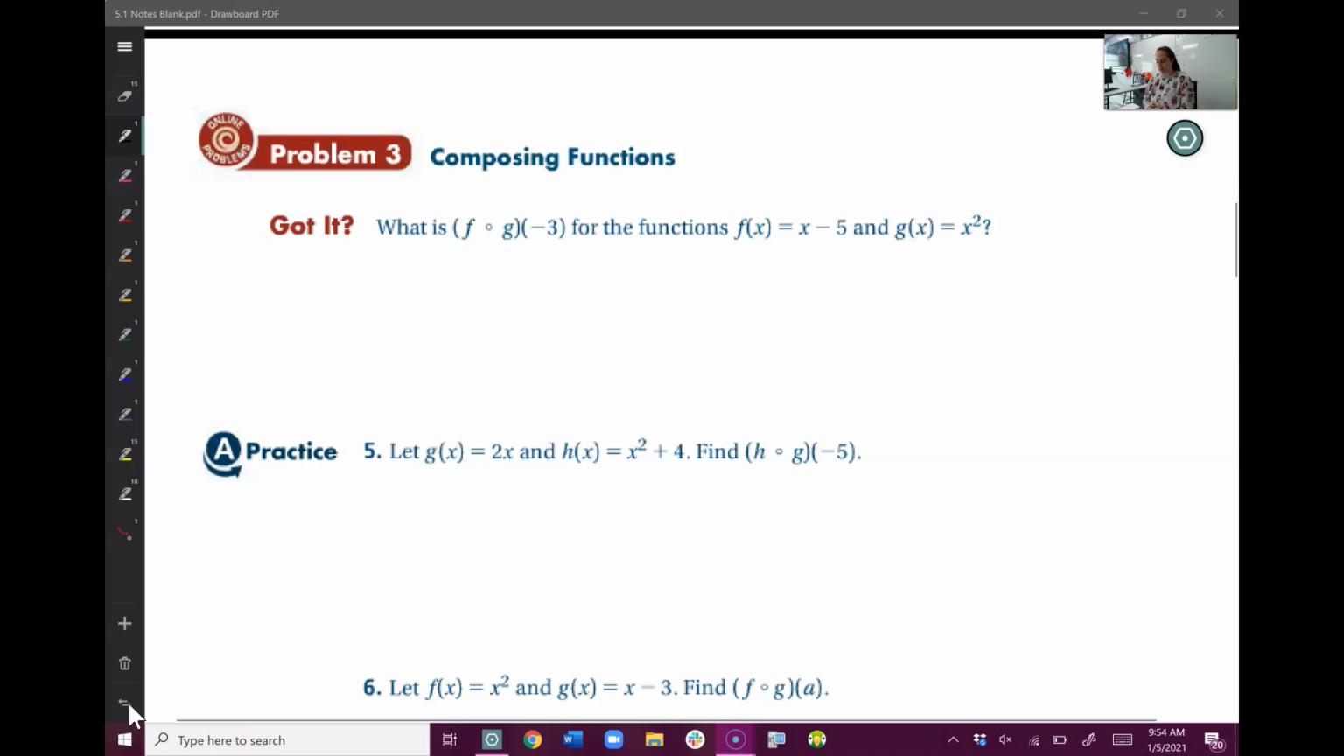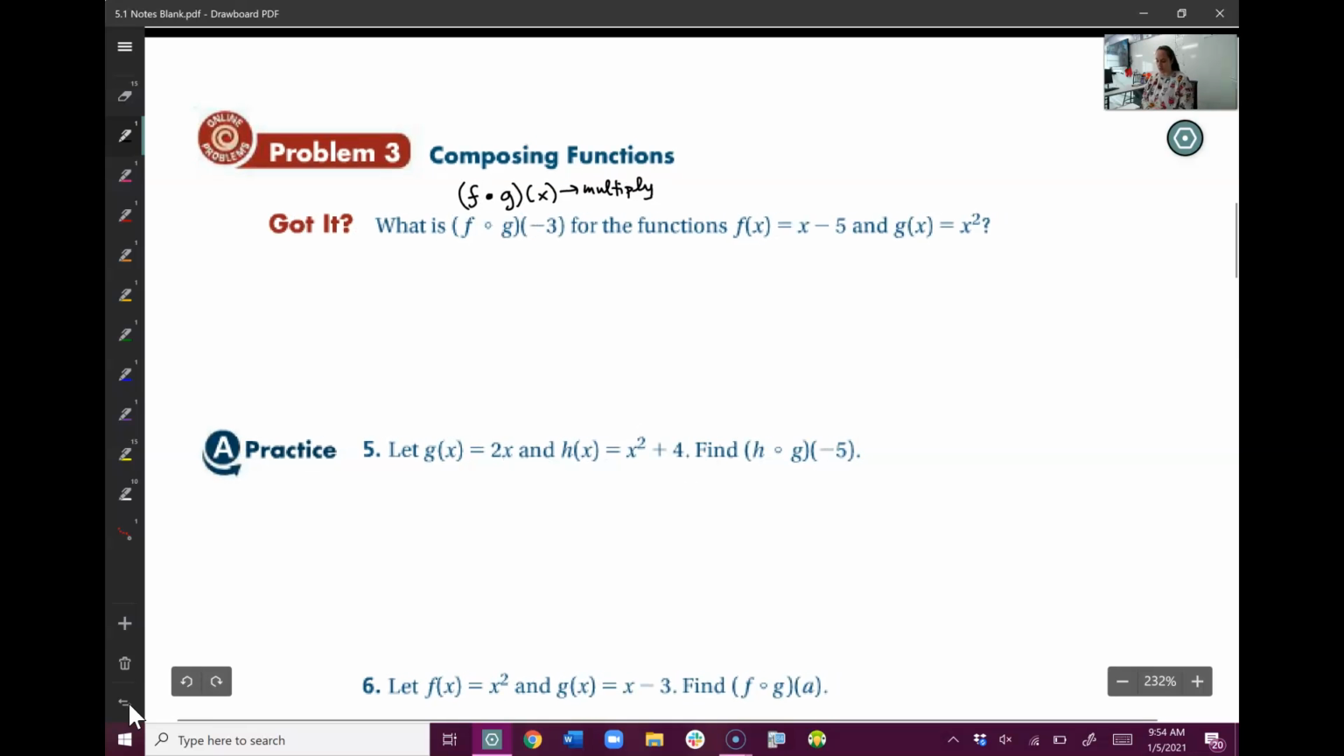Now, function composition is usually written with this open circle. Be careful you don't mistake it with a closed circle. Closed circle means multiply, like we did in the last video. Open circle means composition, this new thing. So let's talk about this open circle.